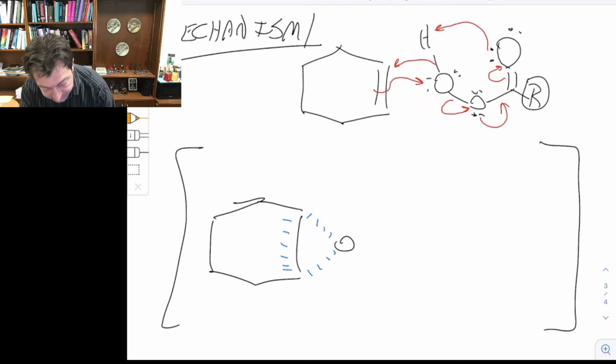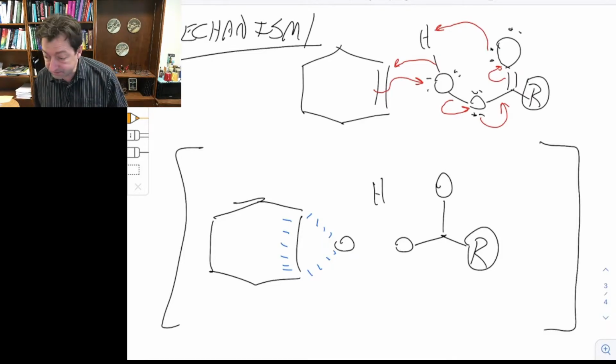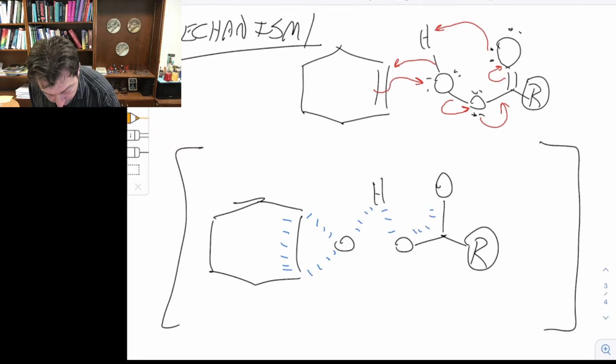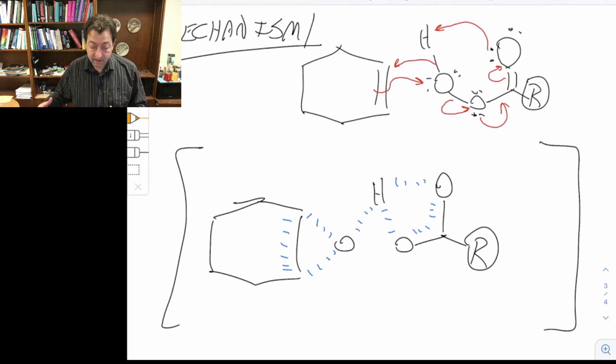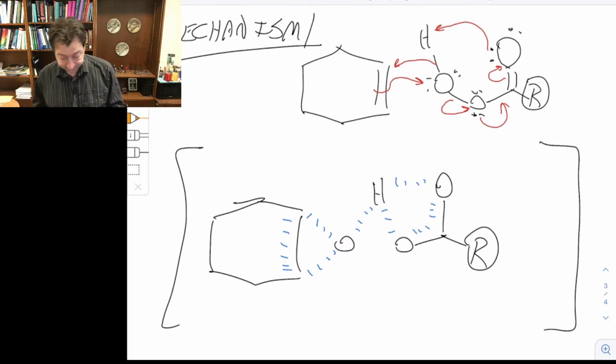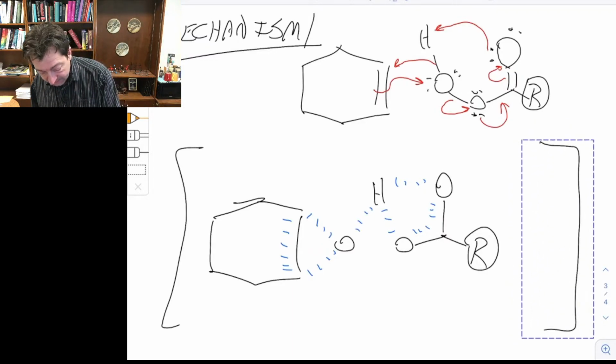Meanwhile, our reagent is over here. There's that R group. That hydrogen is kind of trapped in the middle there. And we've got partial bonds all being formed all the way around here, where that hydrogen is coming off of the oxygen and going on to the other oxygen of the carbonyl group that started life as the carbonyl group here.